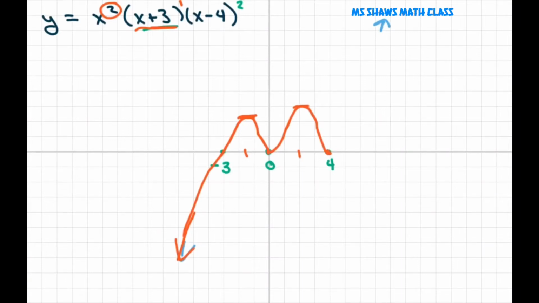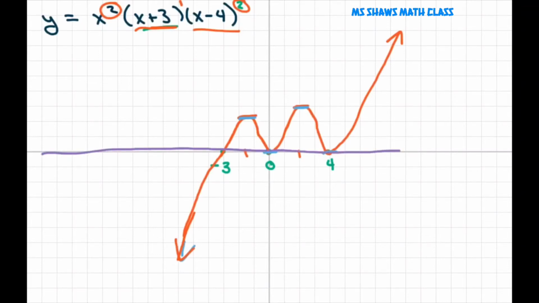Go back to 4. Well, at 4, we also have a multiplicity of 2. So you can make a U-turn here and come back. And we end in quadrant 1. So that's the general form. Let's see how many turning points we had: 1, 2, 3, and 4 turning points. All right. Now we want to see the last bit.